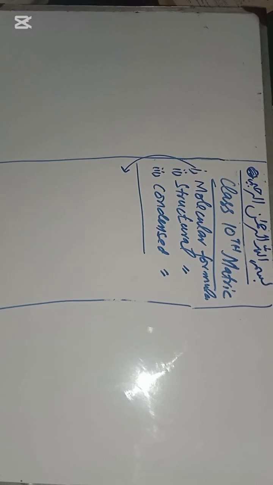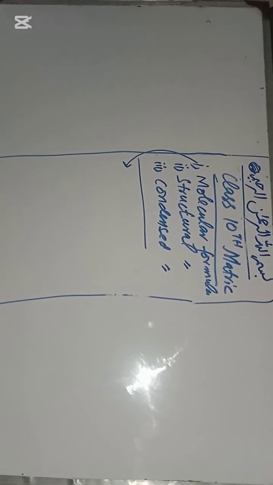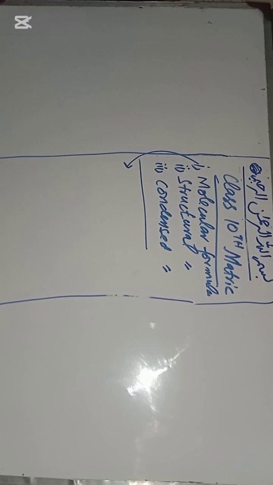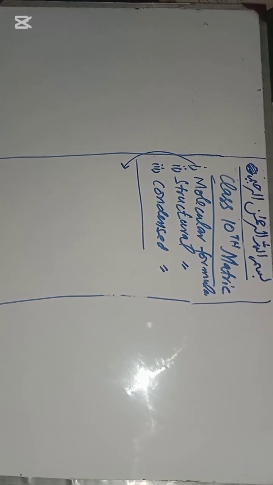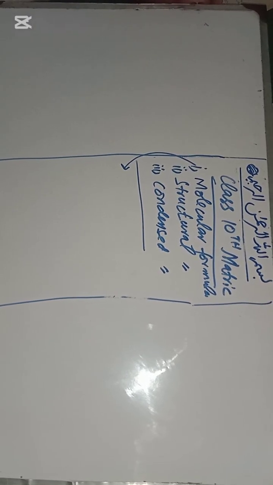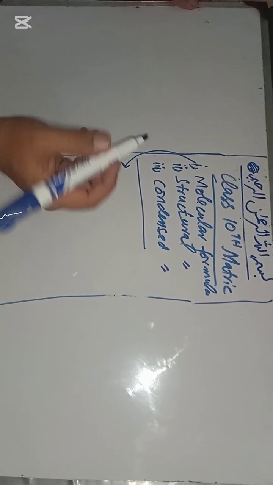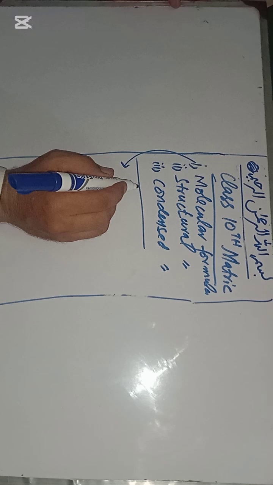Today we are going to define and explain three kinds of formulas: the molecular formula, the structure formula, and the condensed formula. So let me start with the molecular formula.